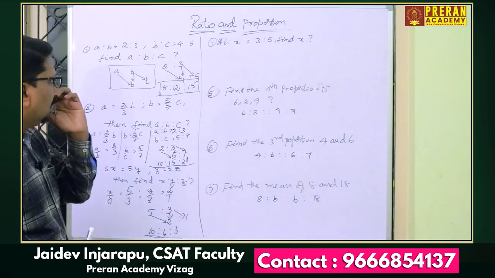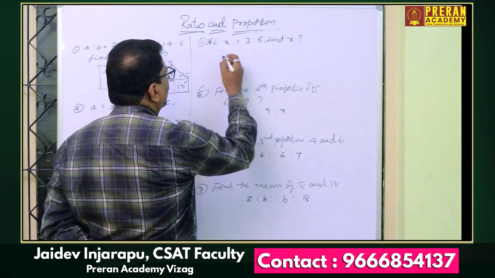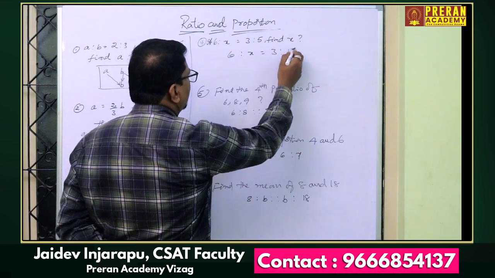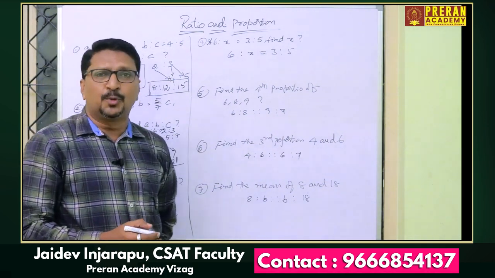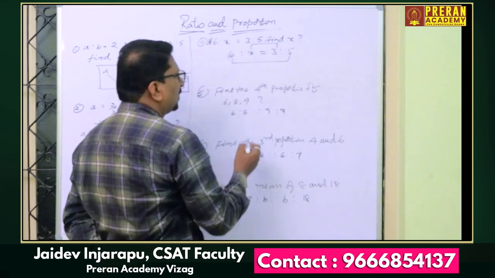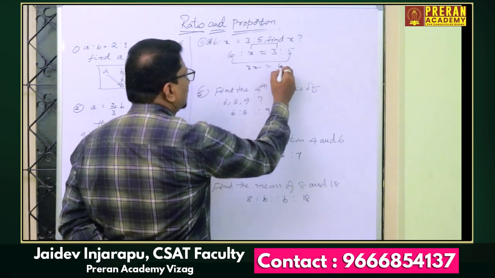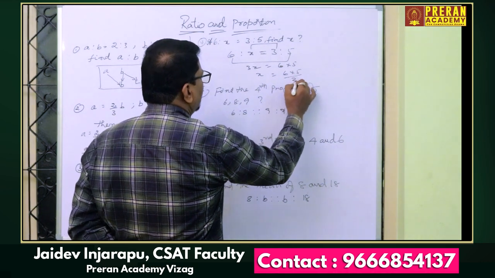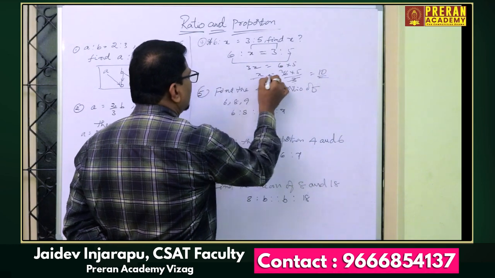Okay, right. Now come to here. 6 is to x equals 3 is to 5. Then find the value of x. 6 is to x is equal to 3 is to 5. When you see an equals sign, that means they are in proportion. As we know, proportion means the condition: product of extremes is equal to product of means. So 3x is equal to 6 into 5, x is equal to 6 into 5 by 3. 3 ones are 3, 3 twos are 6, so 2 5s are 10. So x is 10.